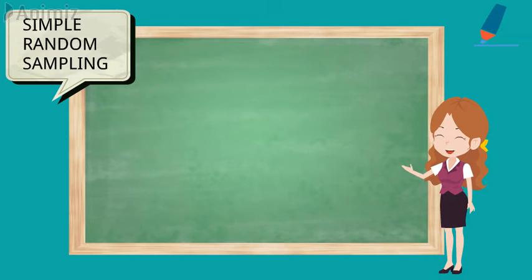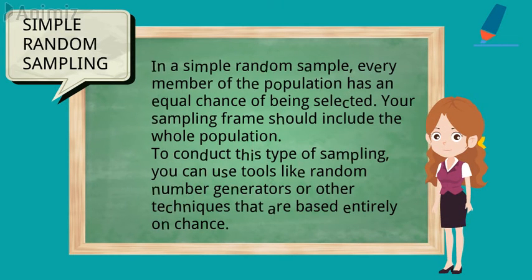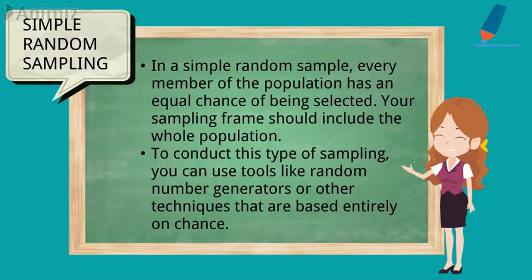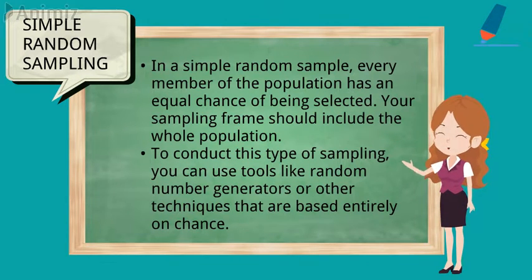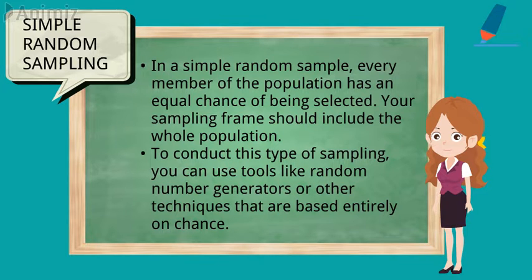Simple random sampling. In a simple random sample, every member of the population has an equal chance of being selected. Our sampling frame should include the whole population. To conduct this type of sampling, we can use tools like random number generators or other techniques that are based entirely on chance. For example, I want to select a simple random sample of 100 employees of company X. I assign a number to every employee in the company database from 1 to 1000 and use a random number generator to select 100 numbers.